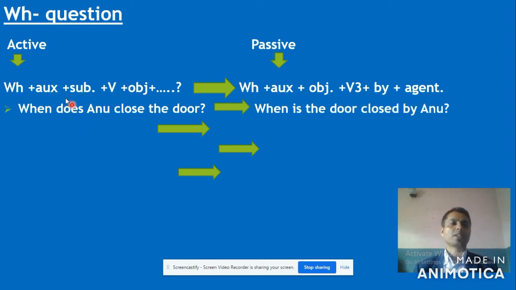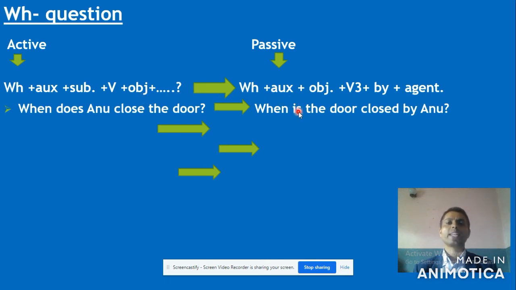Now you have to compare the structure and the example sentence with each other. The very first is the WH word "when", then the auxiliary "does", then the subject Anu, then the verb close, the door. This is active. Then here we have to write the same WH word, "when". Then what do you have to write? The verb must be "is". So this sentence belongs to the simple category, simple present.